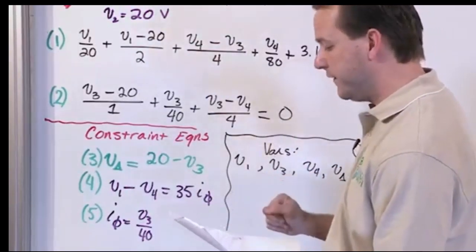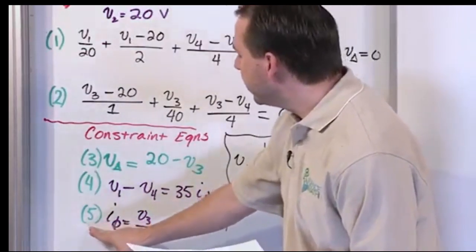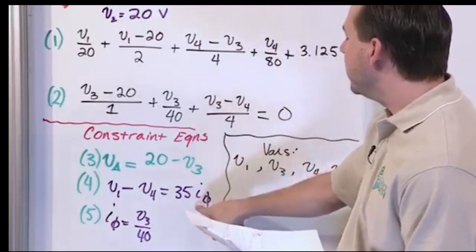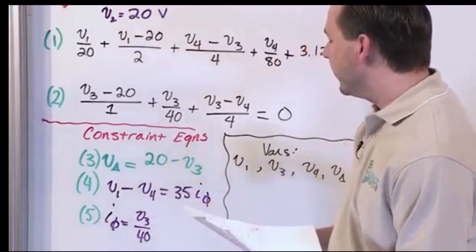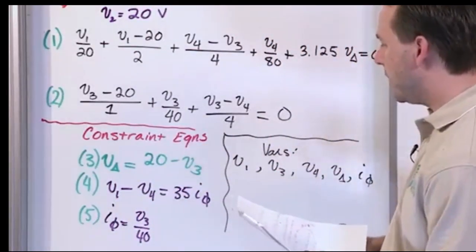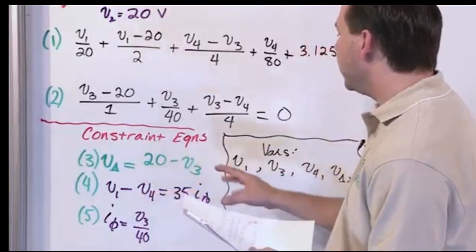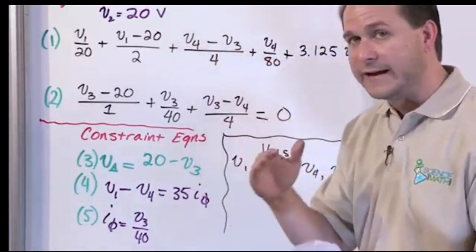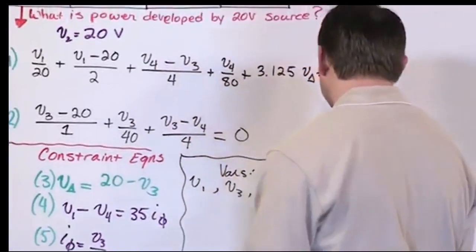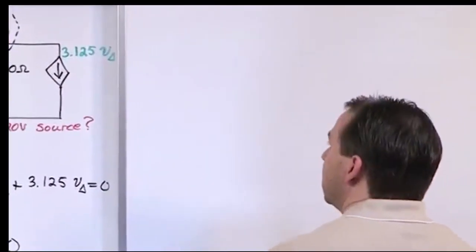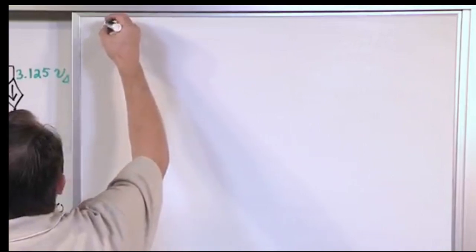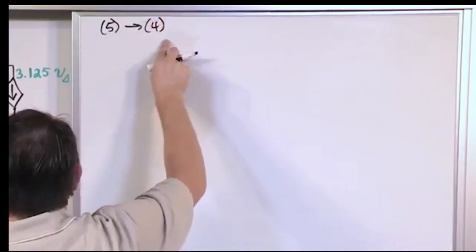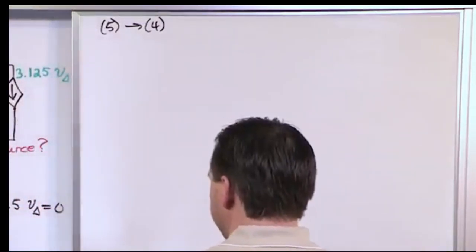So what I want to do is basically plug equation 5 into equation 4. Take I phi, stick it in here. That's going to give me an equation with V1, V3, and V4. And then I'm going to try to backward substitute as many times as I need to be able to get a nice set of equations that I can solve with a matrix. So let's plug equation 5 into equation 4. This is why I labeled them, so that's easy for you to reference here in a minute.